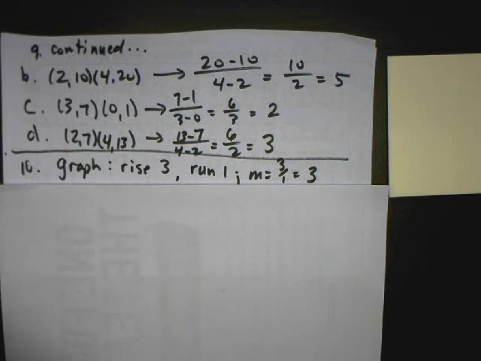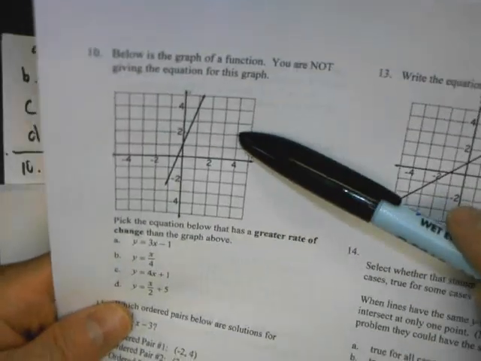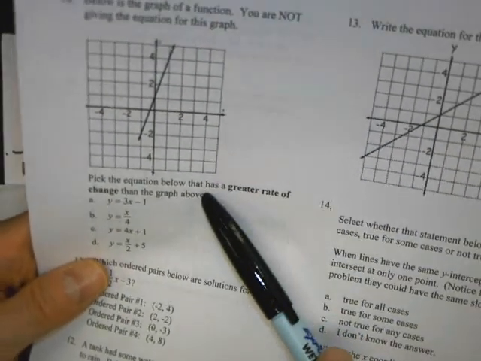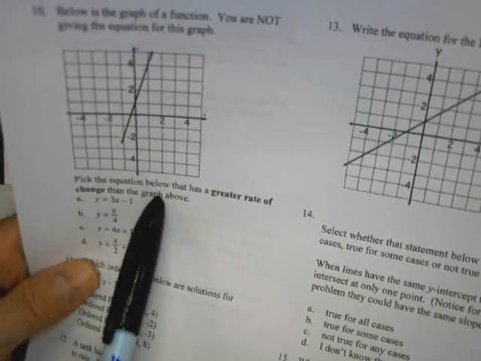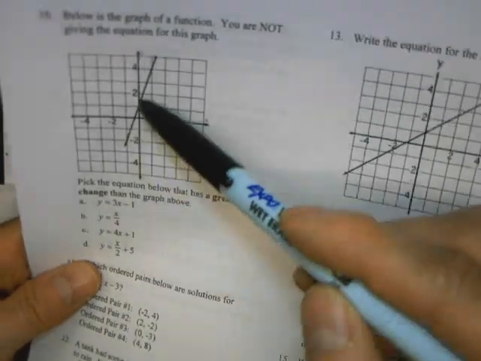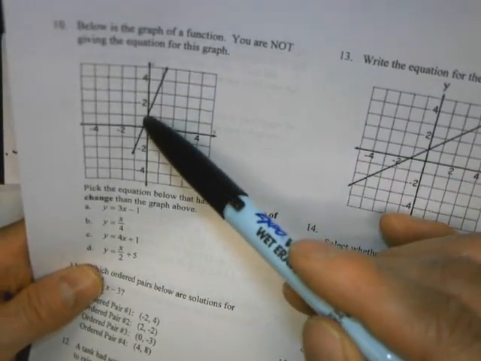Below is a graph. You're not given the equation for this graph, so you're not going to write the equation. We're going to use this graph though. So now I go down here and read the directions. Directions say, pick the equation below that has the greater rate of change than the above. So first of all, we have to find this rate of change, or in other words, we got to find this slope, right?